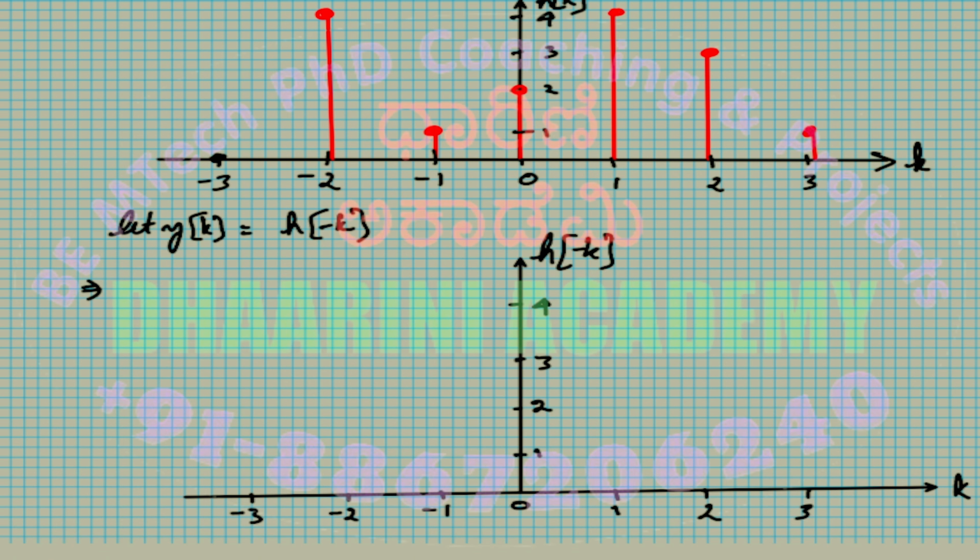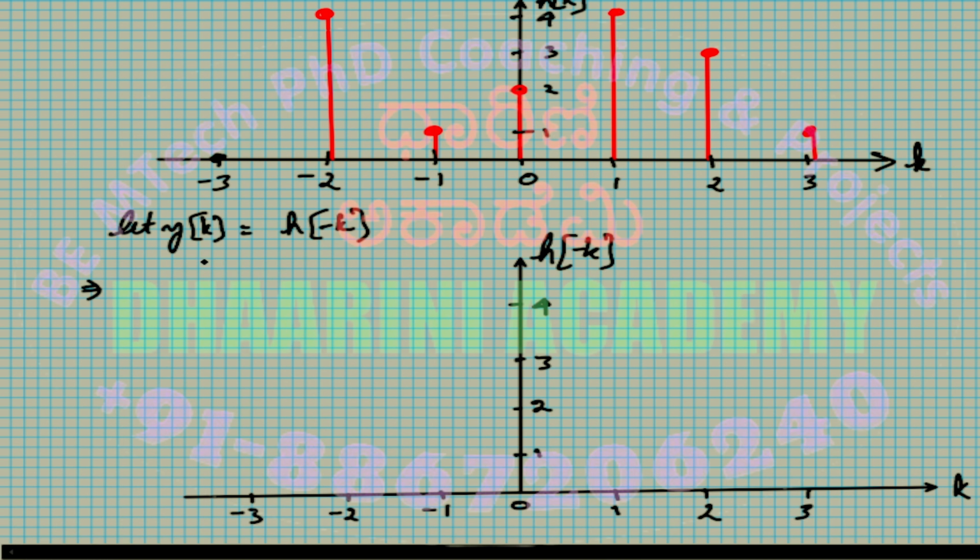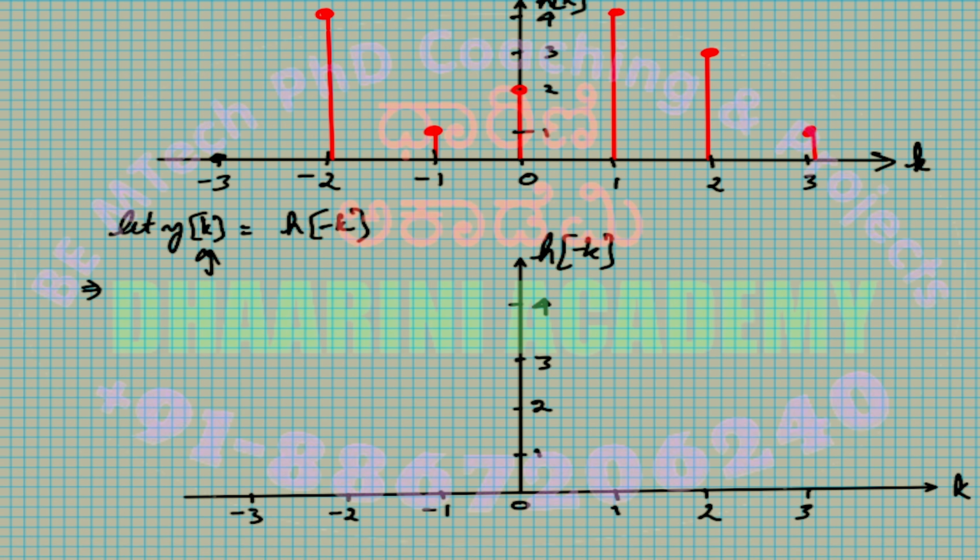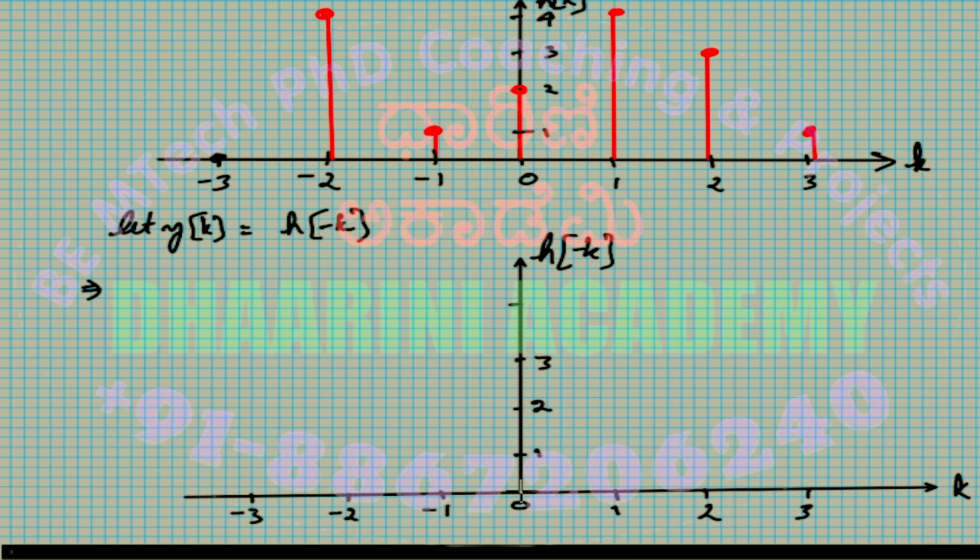Right. So whatever is at 0 will remain 0, because if you put y of 0, this is h of minus 0, which is h of 0. There is no minus of 0. It's same as 0. So in my h of minus k plot, whatever was there at 0 of my original signal will come at this position. So I know that at 0 I had 2. So the same thing will come back. Okay, it is still 0.